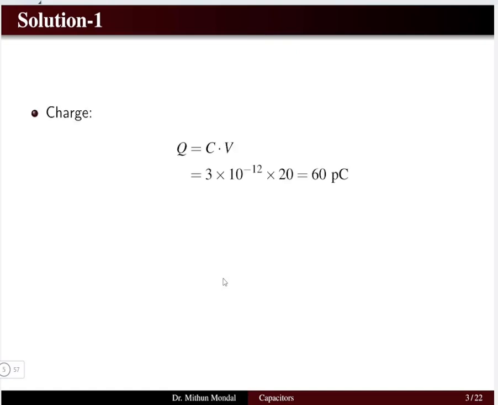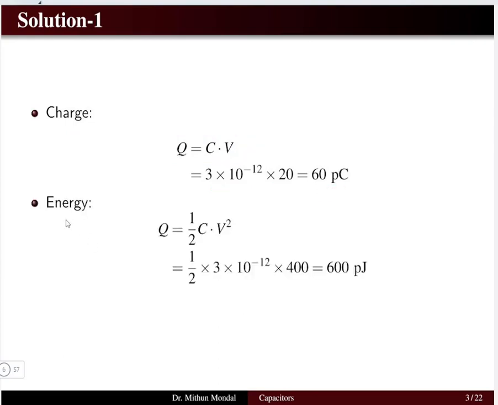The solution goes like this. The basic relationship between the charge, capacitance and the voltage is Q is equal to C into V, where the capacitance value is given to be 3 picofarad and the voltage is given to be 20 volt. It means the charge stored in the capacitor will be equal to 60 picocoulomb.